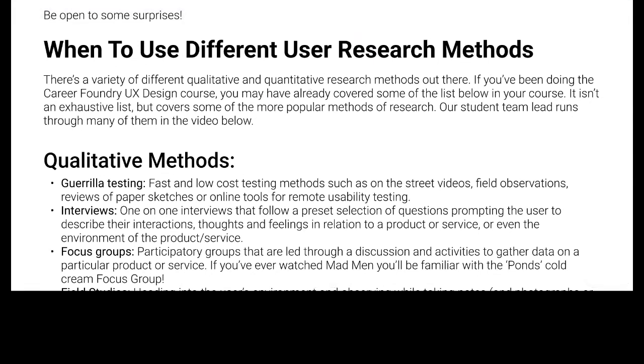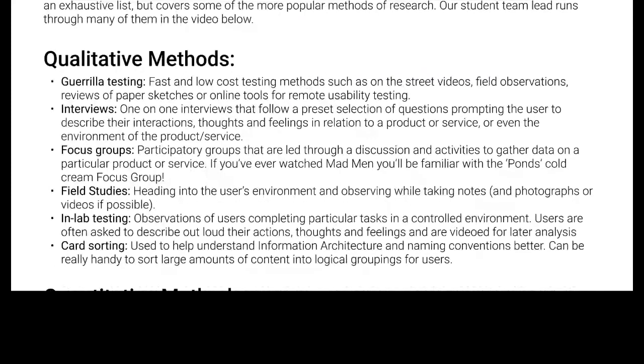When to use different user research methods. There are different methods out there. Studies show that over time, if you're studying a particular pattern, you get to understand that this pattern is not working, so let me try other patterns. So these are qualitative methods: guerrilla testing, interviews, focus groups, field studies, in-lab testing, card sorting.